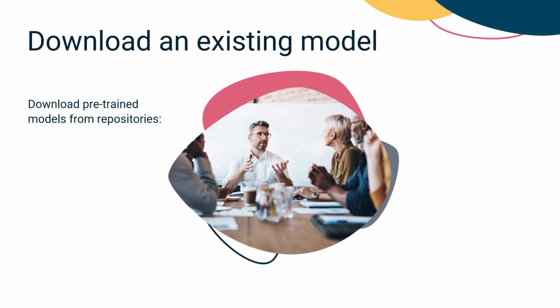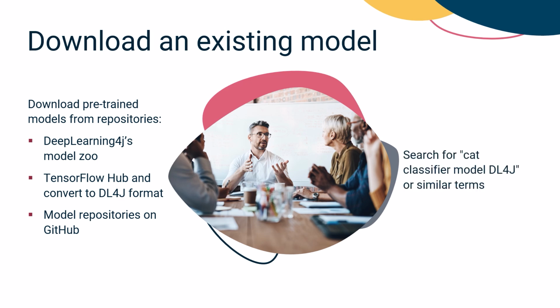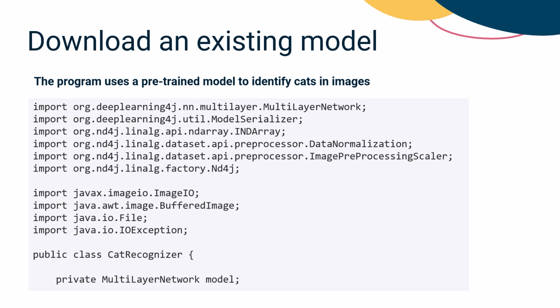Next, download the pre-trained models for image recognition from repositories such as Deep Learning 4J's Model Zoo, TensorFlow Hub and convert to DL4J format, and model repositories on GitHub. For the cat recognition example, search for cat classifier model, DL4J, or similar terms. Now, let's create a simple program that loads a pre-trained model and uses it to identify cats in images. Take a moment to view the code for this displayed on the screen.